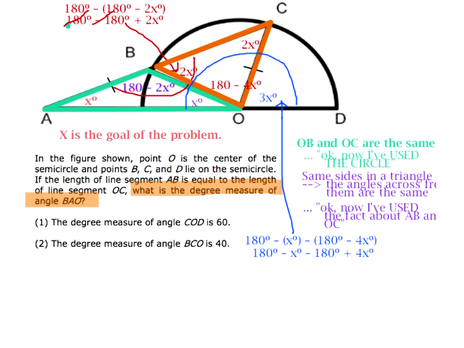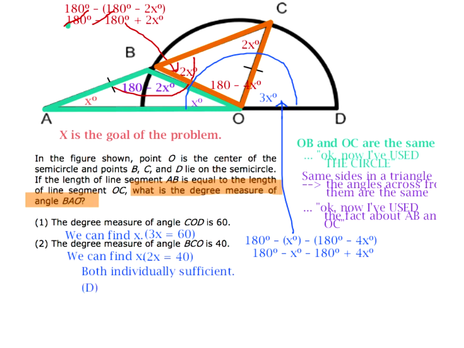So now if you use statement 1, then we can find x because we know that 3x is 60. And if you use statement 2, then we can find x because 2x is 40. So these are both individually sufficient, because the first one tells you that x is 20, and the second one also tells you that x is 20. So both individually sufficient, and so that means that the right answer is D, like dog.